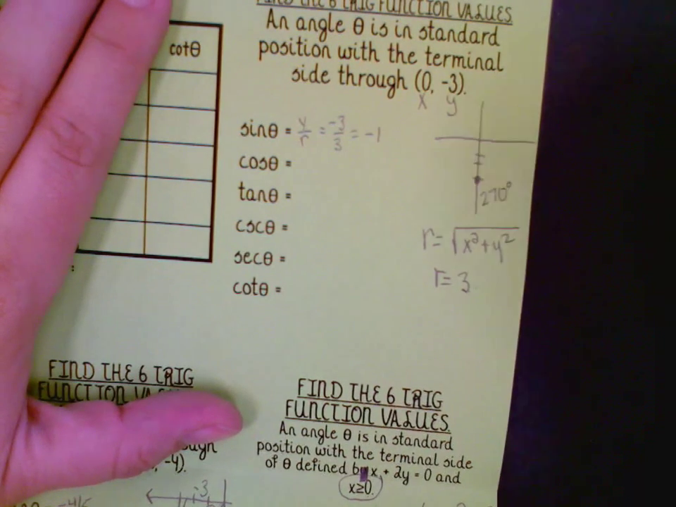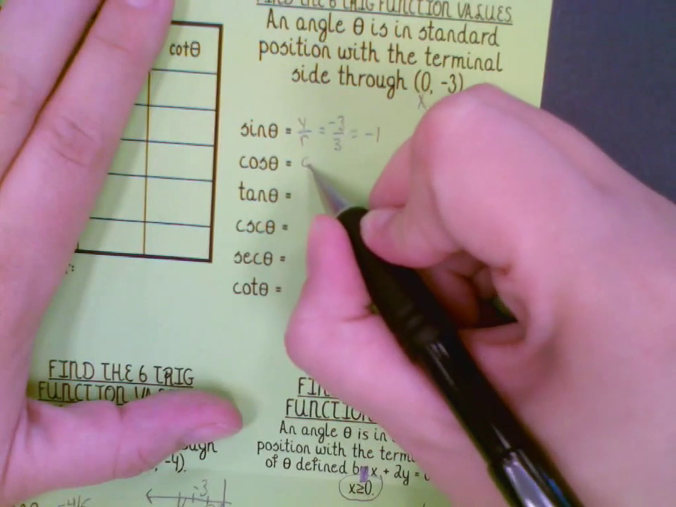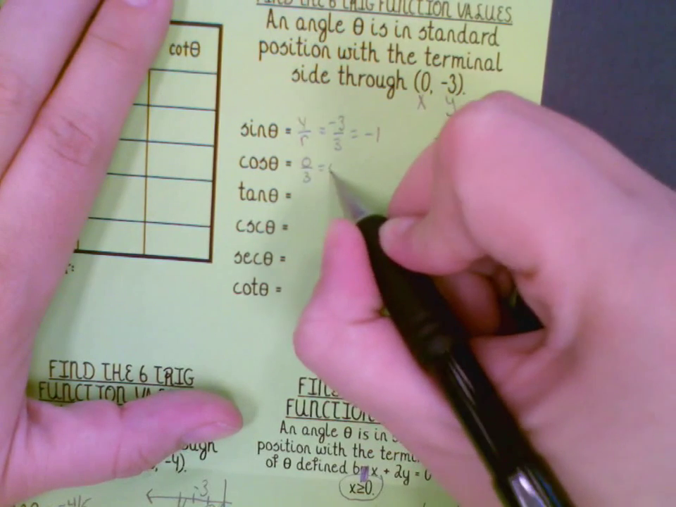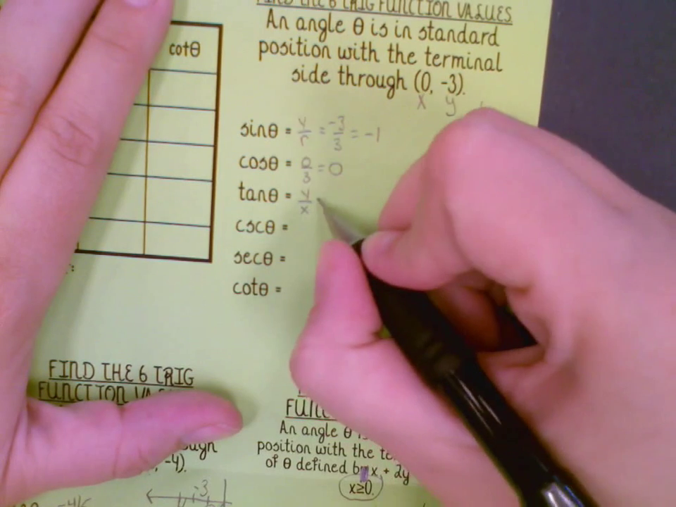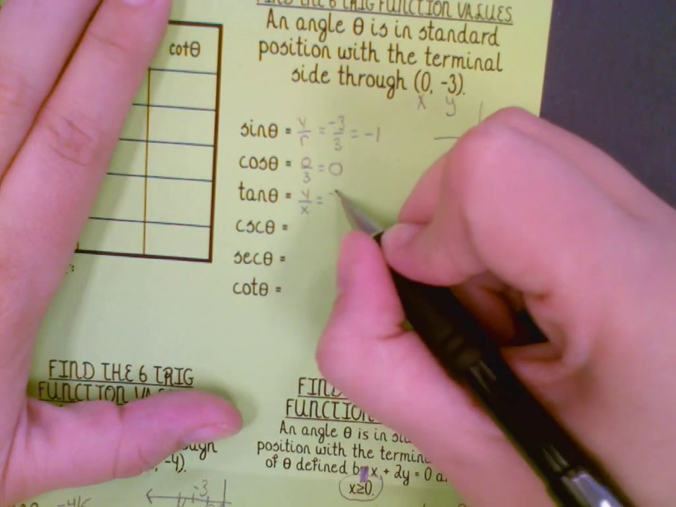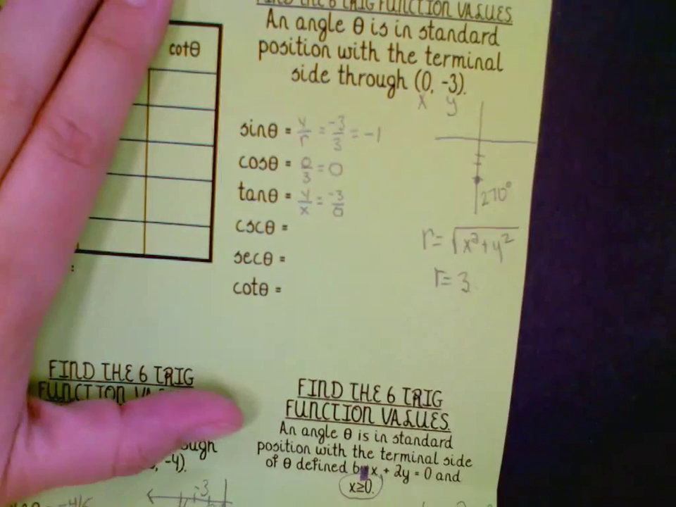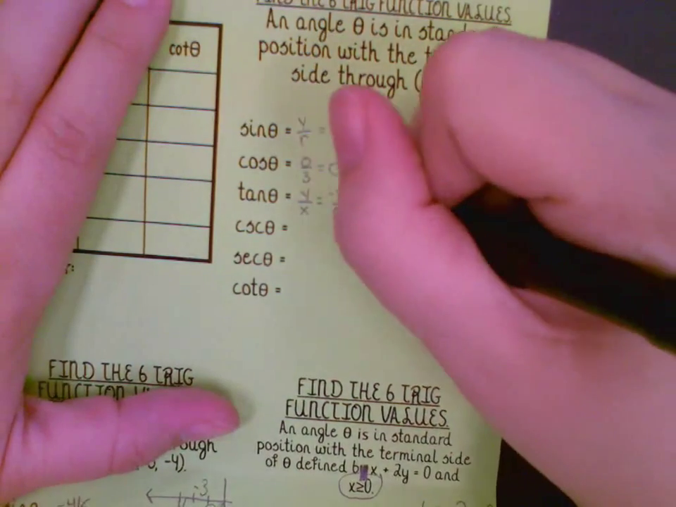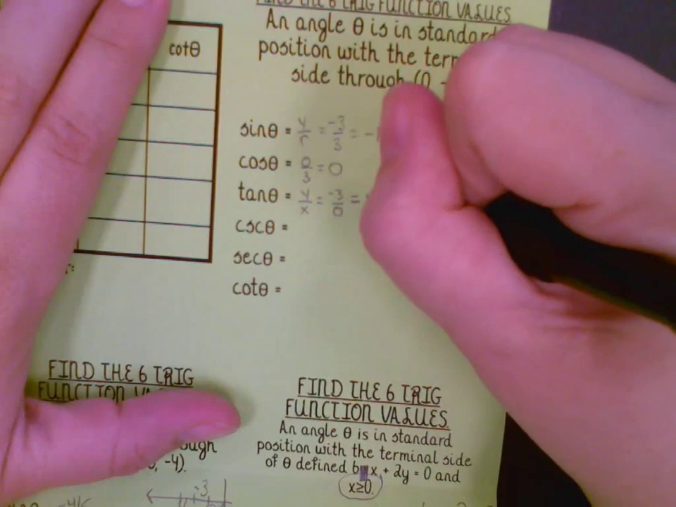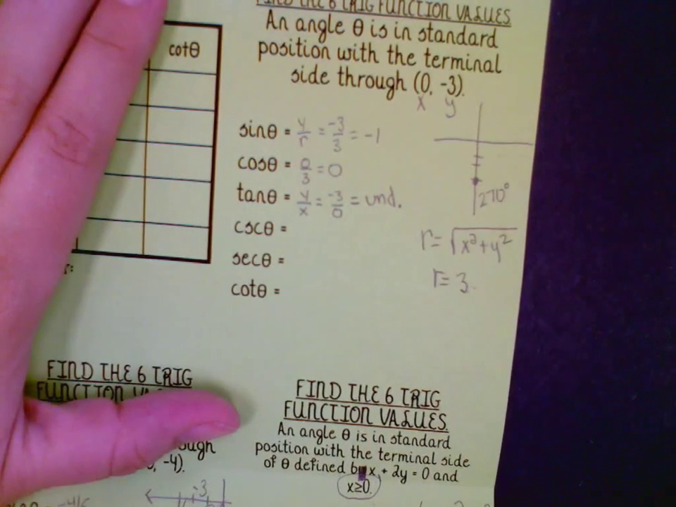Cosine is x over r, so that would be 0 over 3. Tangent is y over x, which would be -3 over 0, which is what? Can we have that? Very good. We can never have 0 in the denominator, so that makes that value undefined.